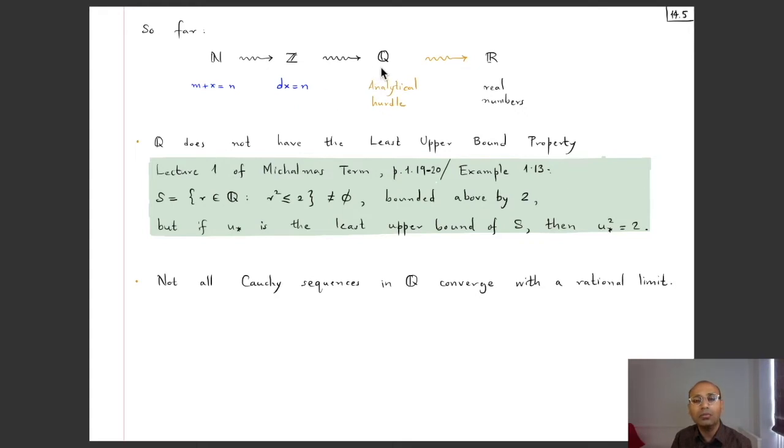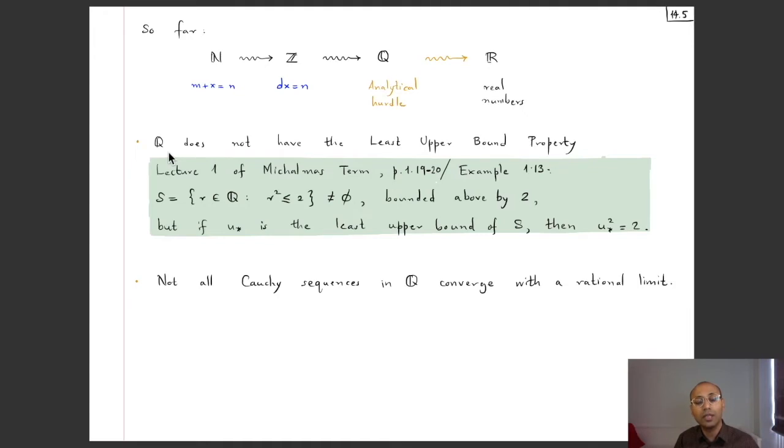But now with the rational numbers, it turns out that we cannot do analysis because it does not have the least upper bound property, and this is an analytical hurdle which we want to overcome, and for that reason the real numbers will be introduced. Okay, so let's recall again what this analytical hurdle is.